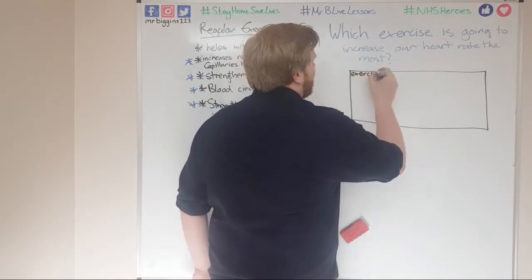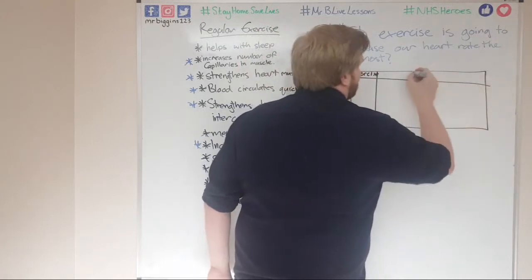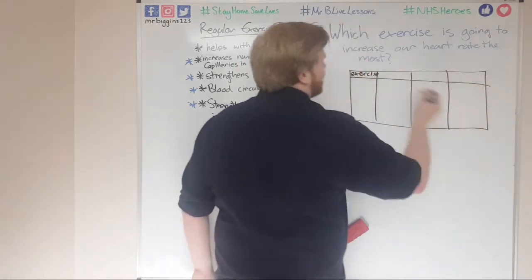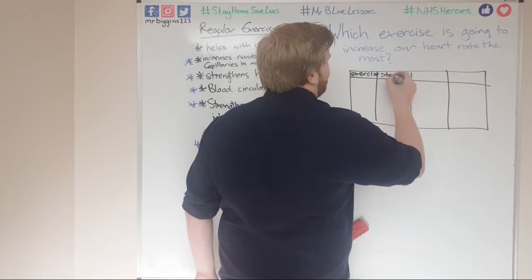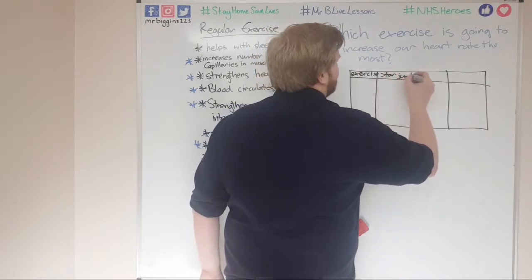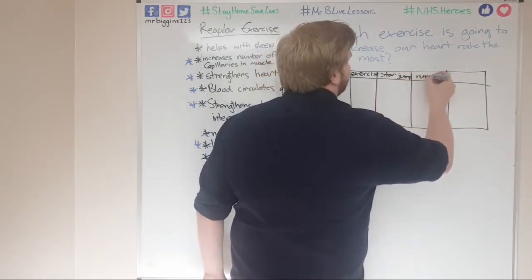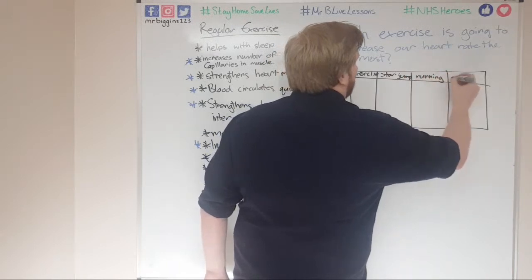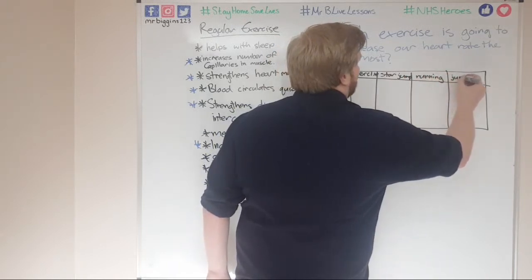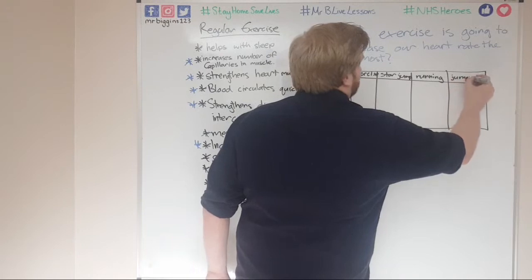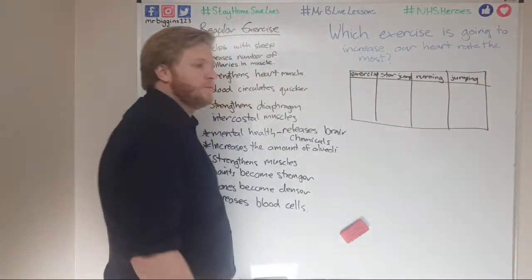Exercise. So along here, this column, you're going to write in what exercise. So I might say star jump. Remember, these are just examples. Choose your own. Running. I'm just going to put jumping. I know it's simple, but I'm just going to put jumping up and down.